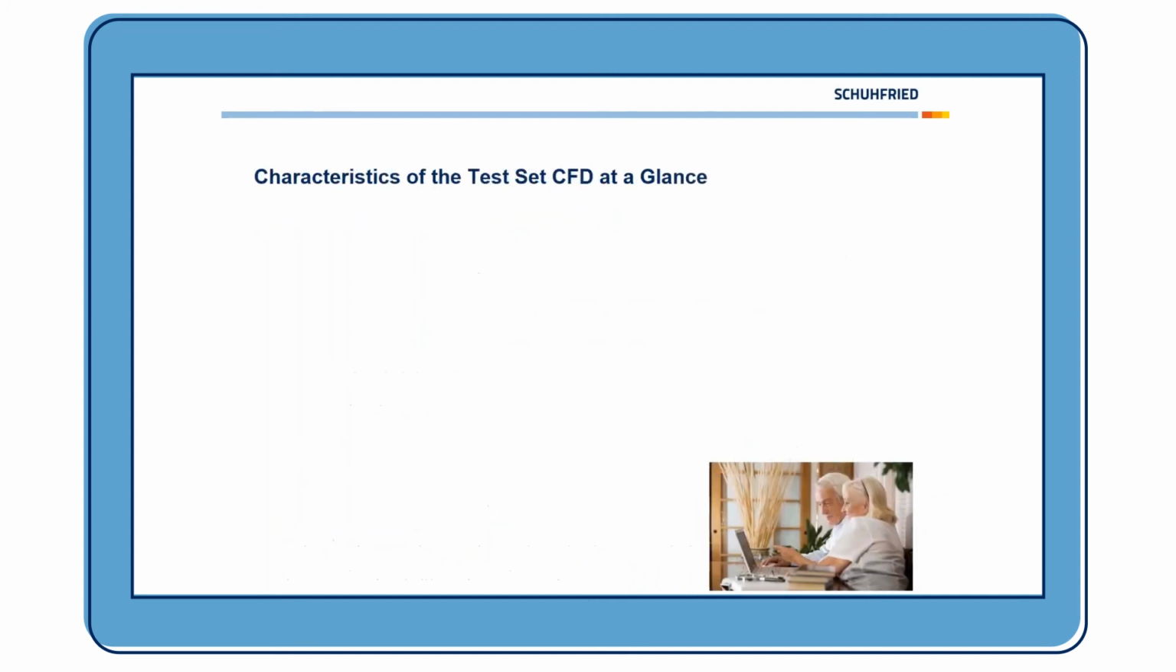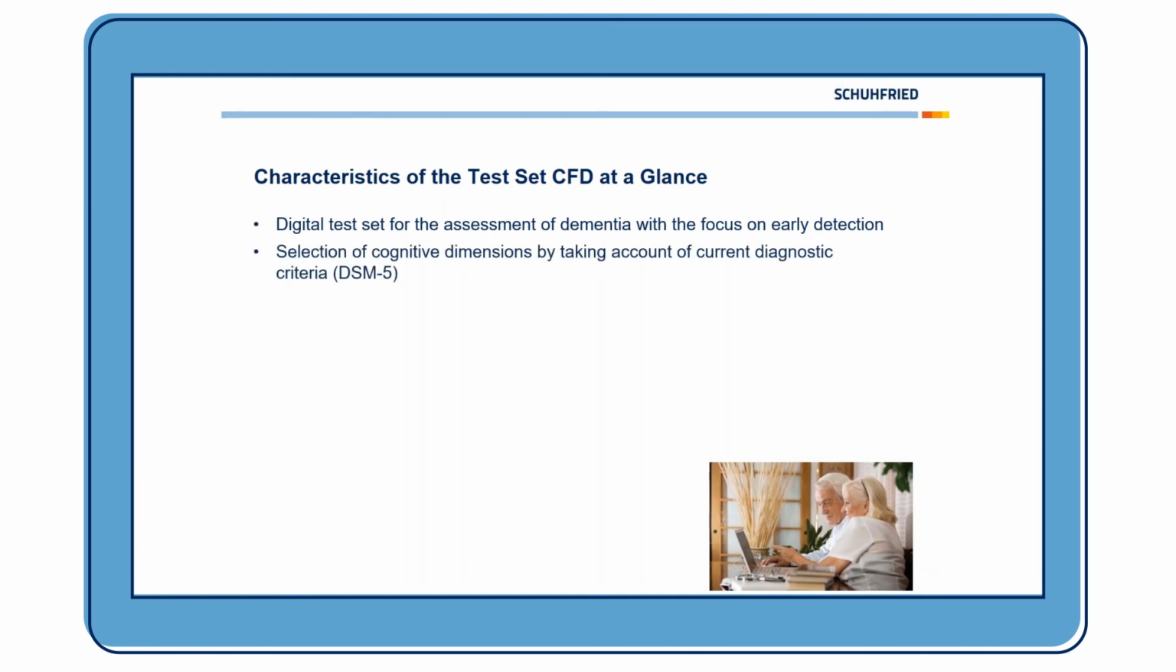All right, so let's summarize all of this. The CFD is a digital test set for the assessment of dementia with a focus on early detection. We selected the cognitive dimensions by taking account of the current diagnostic criteria from the DSM-5. We have age-adequate norming from 50 to 94 years.